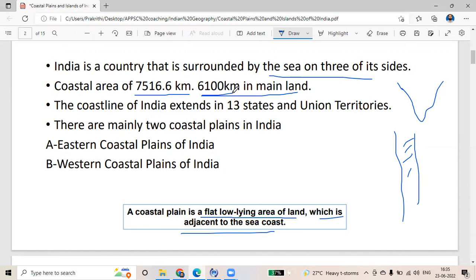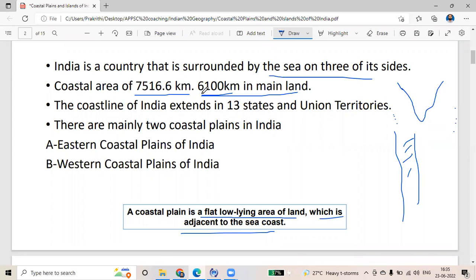So where is the remaining? It is the coastal area of the islands. We have 2 main islands here. One is Lakshadweep and another one is Andaman and Nicobar. These two islands also have their own coastal area. So almost 1,500 kilometers of coastal stretch is for these islands. For the mainland, it is about 6,100 kilometers.